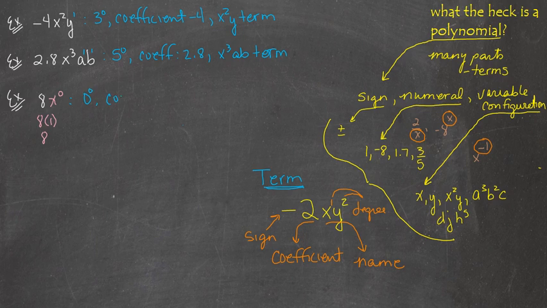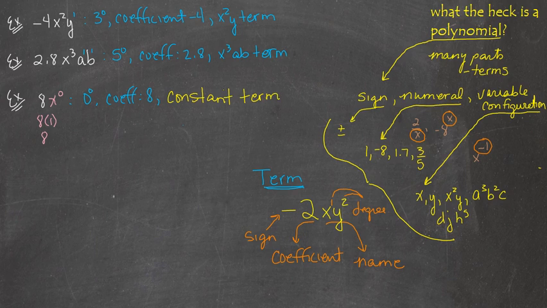Coefficient is 8. And the name of this term, we don't call terms like this. We don't use the name x to the 0 term. We actually call this special case the constant term.